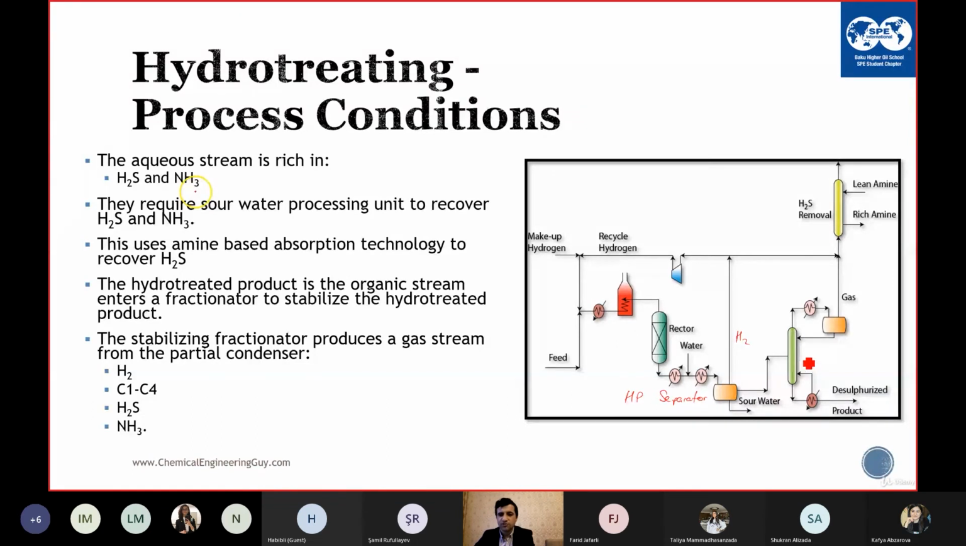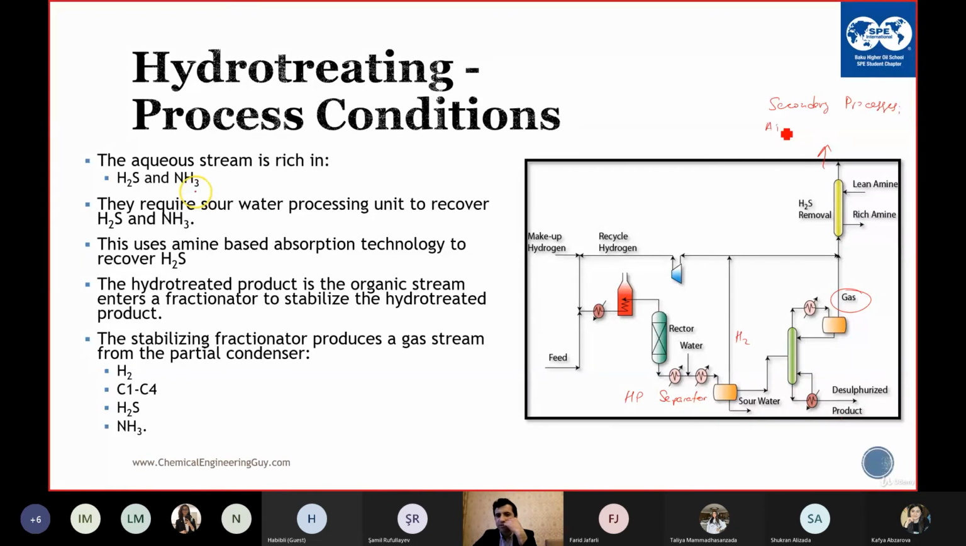In the stabilization section, you again treat your product, you separate the gases, and then the sulfurized product, which can be different for each unit. For naphtha hydrotreating unit, this product will be naphtha. For diesel hydrotreating unit, it will be diesel product. And here, this is the secondary processes in the refinery. Secondary processes, which we will not talk about during this course.